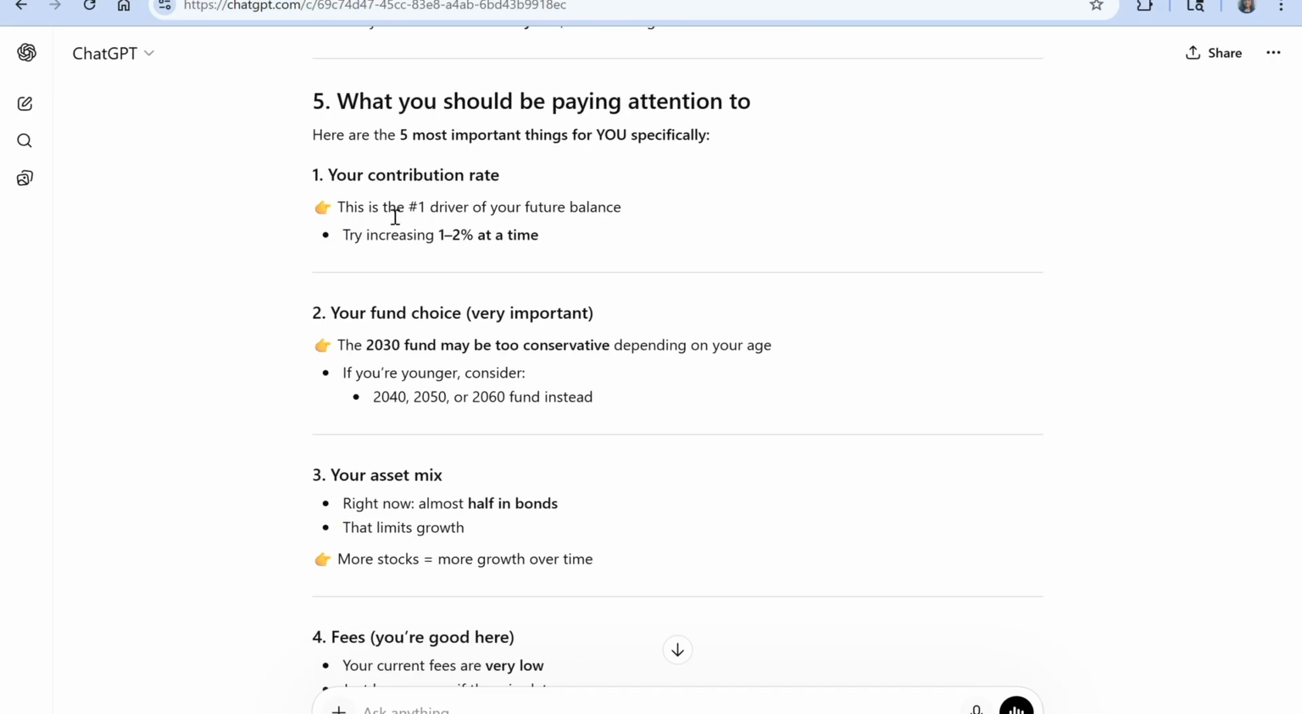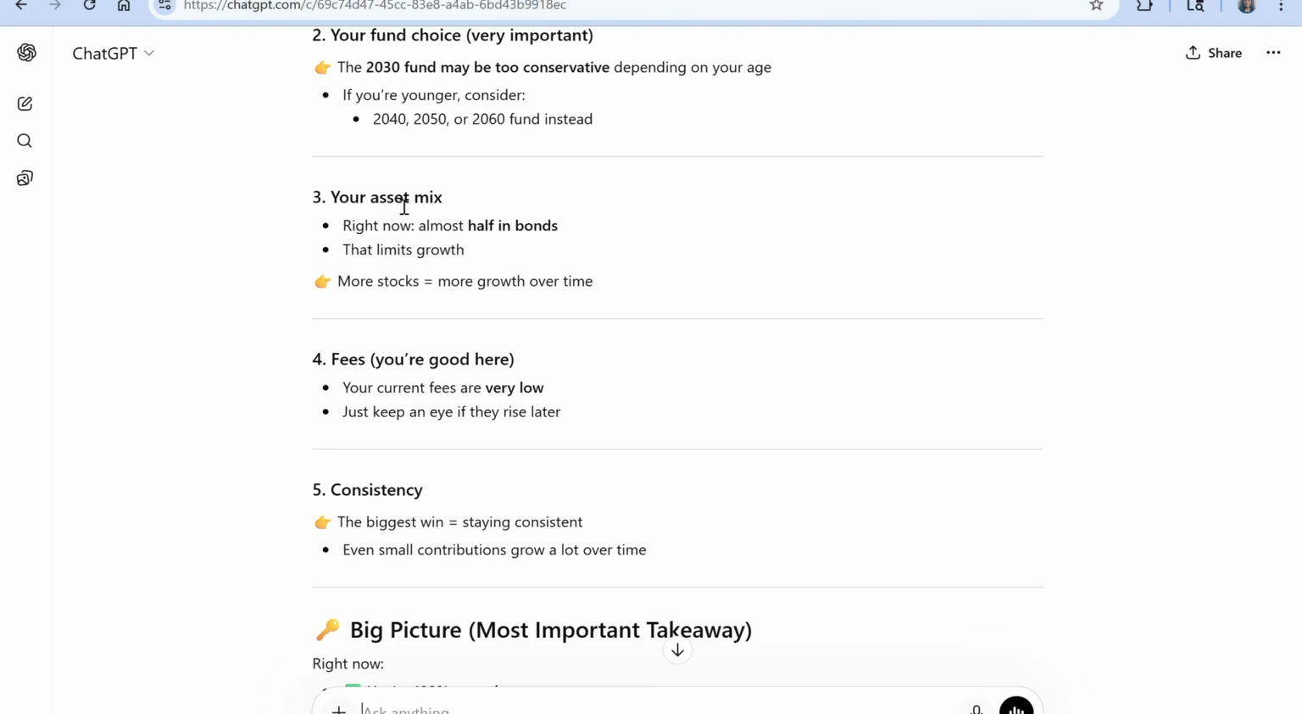What should I be paying attention to? This is really important. I need to pay attention to my contribution rate, my choice. This is really important because it might be too conservative. It just depends on your age. And then it has your asset mix. It's telling me what I have.